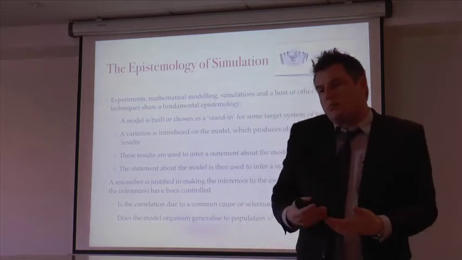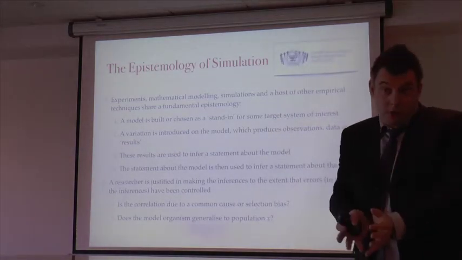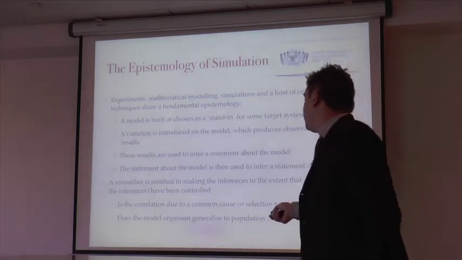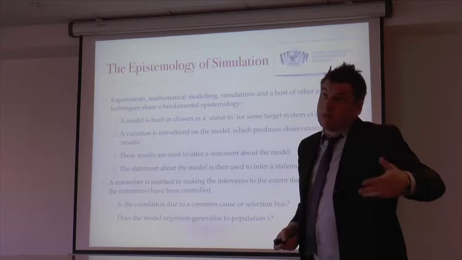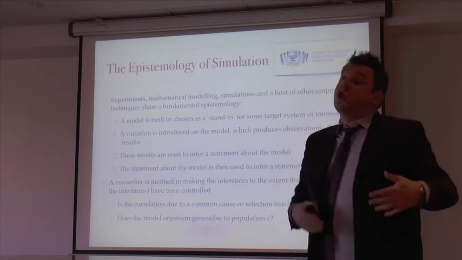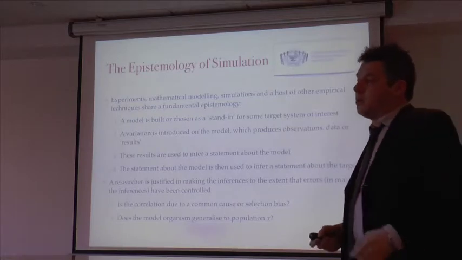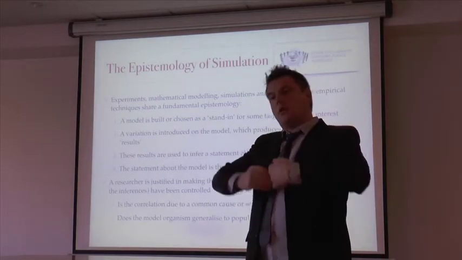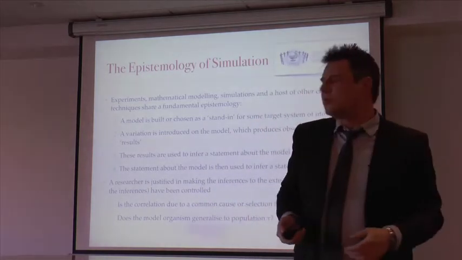But then there are also similar errors in the inference from the model result to the target result. For example, you want to ask whether the result about the model organism generalizes in the relevant way to the target population. And so, that might be another error. And so your inference is justified to the extent that these kinds of errors have been controlled for.